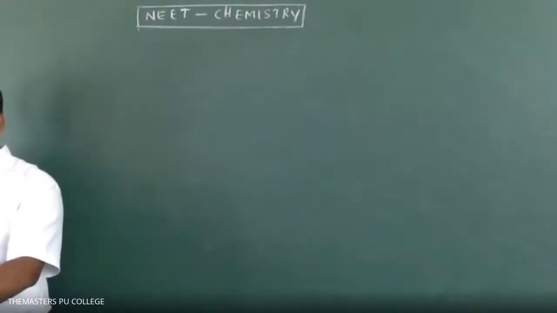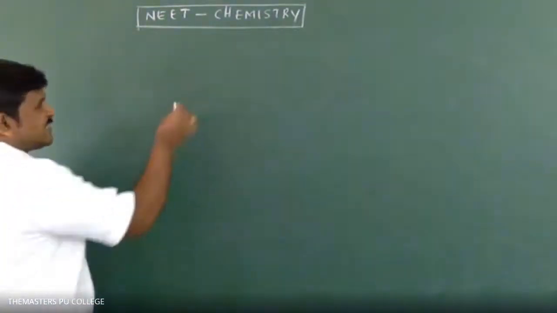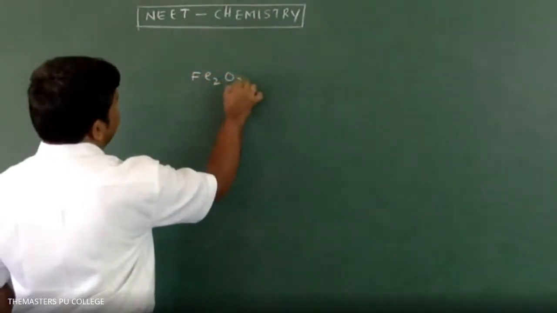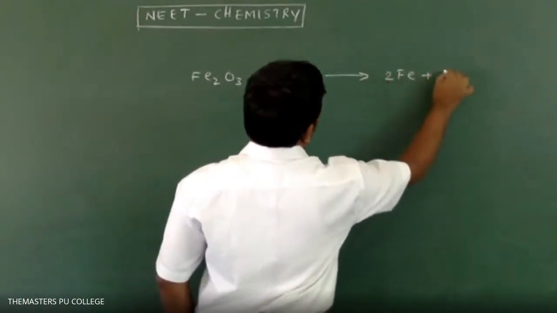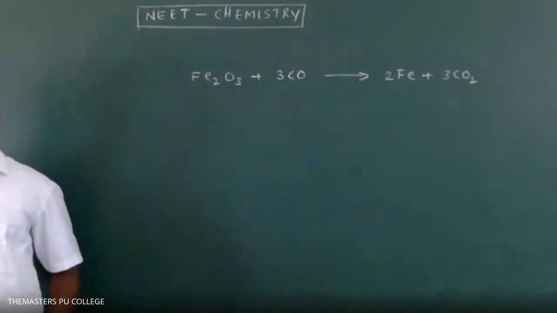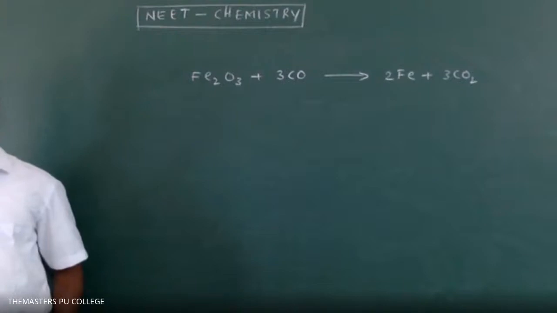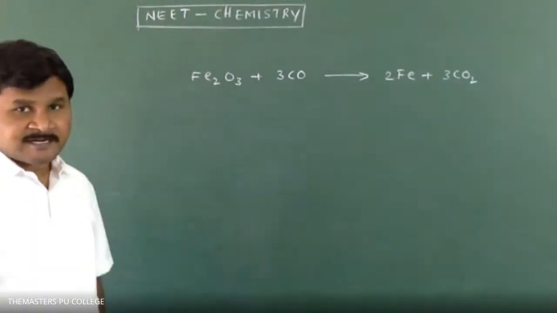For the reaction, please write down the question. Next question you have to do is a similar type of question. Write the reaction: Fe2O3 + 3CO gives 2Fe + 3CO2.